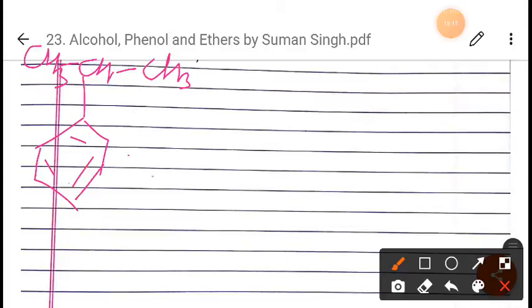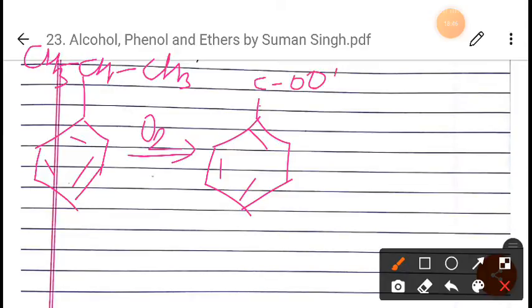This will be oxidized first, in presence of O2. When you oxidize this, it will form cumene hydroperoxide like this. Here a carbon with O-OH, here CH3, and here again CH3. So this is cumene hydroperoxide.